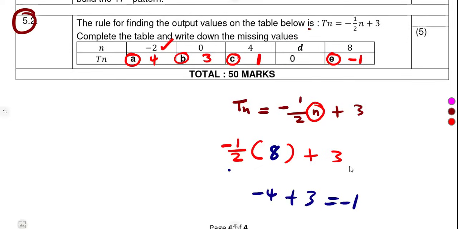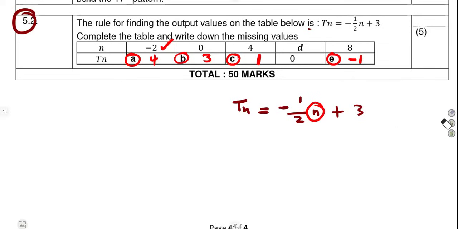So as we can see on that part of D, it is actually different because we are not given n. The n is the one that we are to calculate. We are given Tn to say Tn is 0. What is the value of n? D represents n. So you're supposed to calculate to find n. So it's an equation: 0 is equal to minus half n plus 3. Back to equations. You're supposed to solve for n this time.